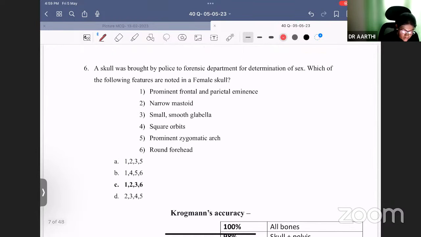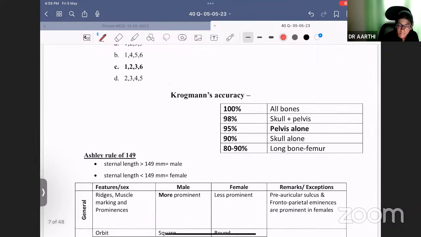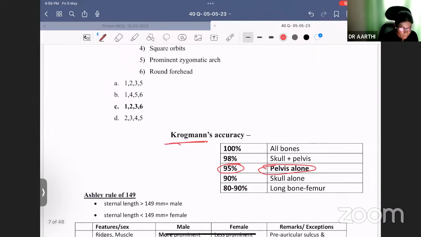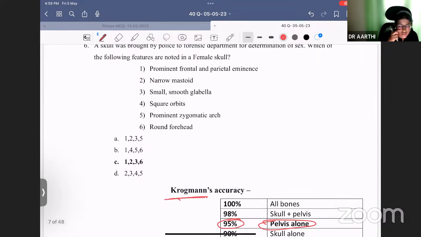Next, a skull was brought by the police for sex determination. Which is the best bone for sex determination? The bone is the pelvis. The pelvis is the best bone, which as per Krogman has an accuracy of 95%. So what are the features that we look for in a female skull?